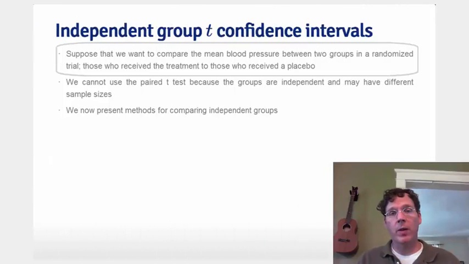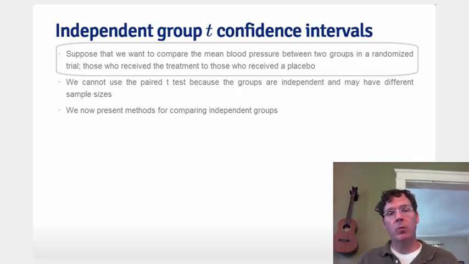Suppose that we want to compare the mean blood pressure between 2 groups in a randomized trial, those who received the treatment and those who received a placebo. This is not unlike so-called A/B testing, which is probably the language used most often in data science. Whether in A/B testing or in a randomized trial, you are performing the randomization in order to balance unobserved covariates that may contaminate your results.